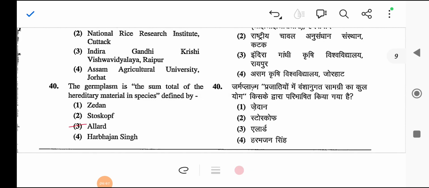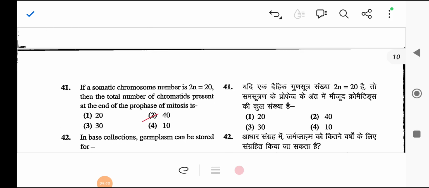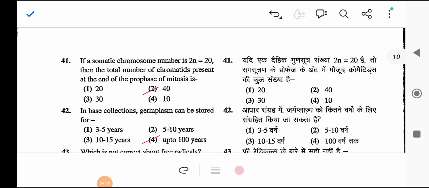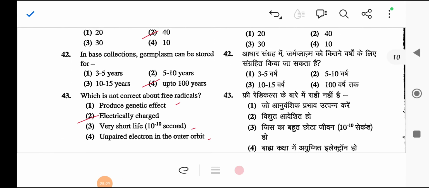Next is, if the somatic chromosome number is 2n equals 20, the number of chromatids present at the end of the prophase of mitosis is. So at the end of prophase of mitosis, it will be doubled, which is 40. Next is, in base collection, germplasm can be stored for. So in base collection, germplasm can be stored for about 100 years. Okay, answer 4 is correct.